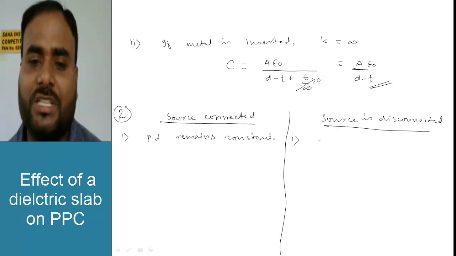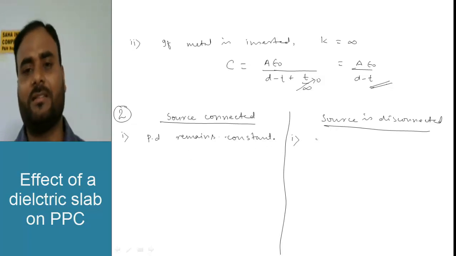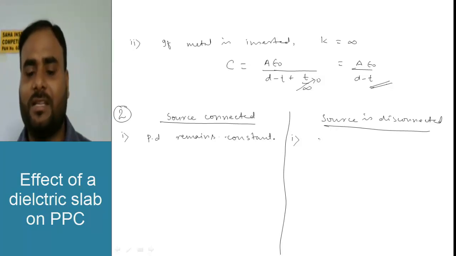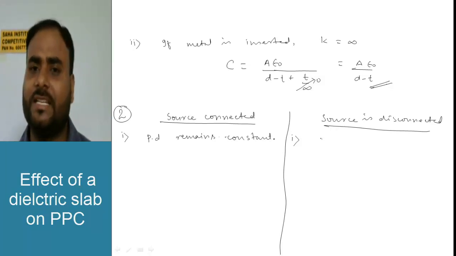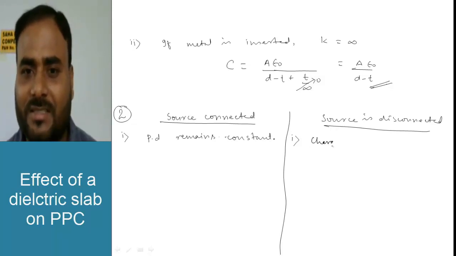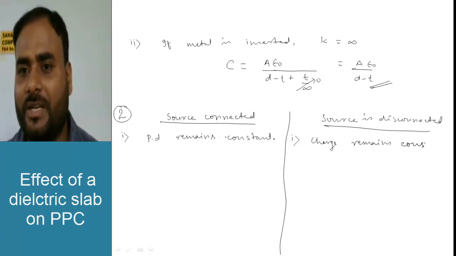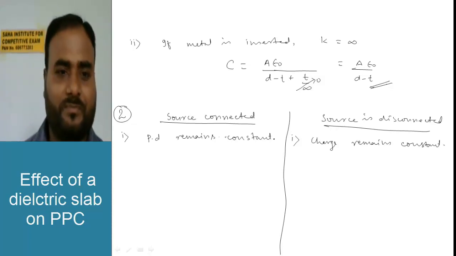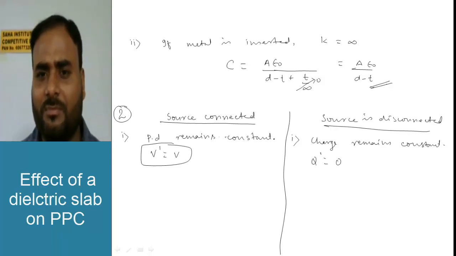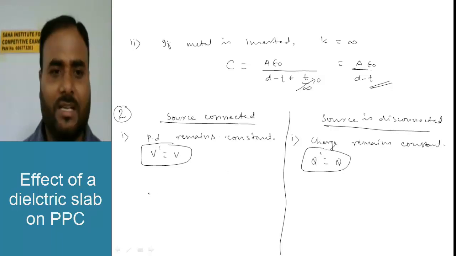Whereas when the source is disconnected, definitely there is no source to supply constant PD. But one thing is for sure, that the capacitor is not going to leak its charges through air. Hence, the charge will remain constant. Very important topic for CBSE. It means, in the first case, the new PD will be equal to the original PD, whereas here the new charge will be equal to the original charge. Okay.